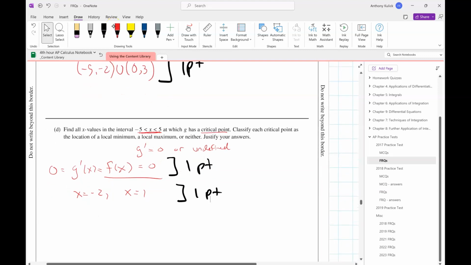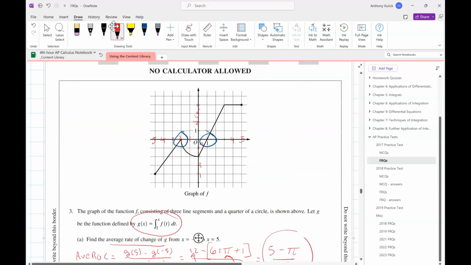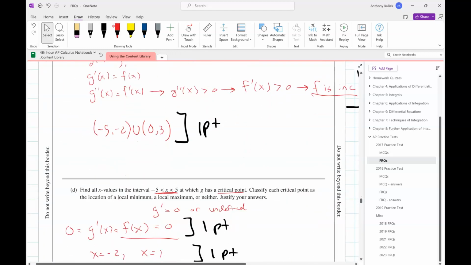So remind me, for a local minimum, we go from decreasing to increasing, right? So the derivative goes from negative to positive, changes signs. For a maximum, we go from increasing to decreasing, so the derivative changes sign from positive to negative. Let's go back and look at what's going on here at f. So here at -2, it's going from negative to negative. That's nothing. Here at 1, it's going from negative to positive. That's a local minimum. So that's going to be my explanation.